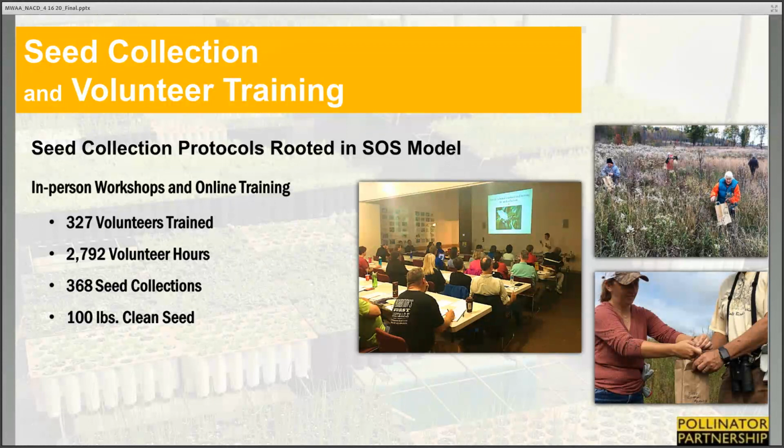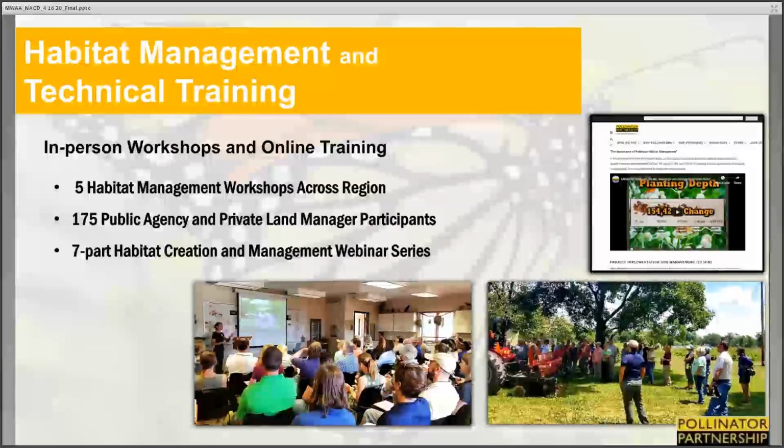So seed collection and volunteer training was key to this project, and we could not have done it without all of our many fantastic volunteers, many of which I think were NACD members as well. We created a seed collection protocol based off the Seeds of Success model through BLM. We conducted in-person workshops and online trainings. We trained 327 volunteers, which equated to 2,792 volunteer hours, 368 seed collections, and 100 pounds of clean seed.